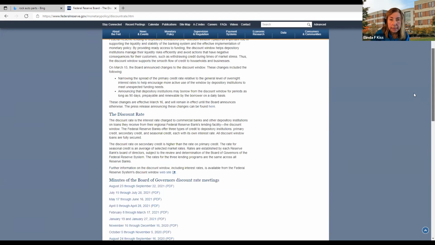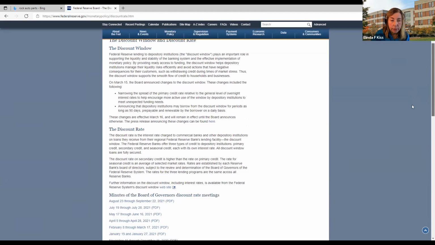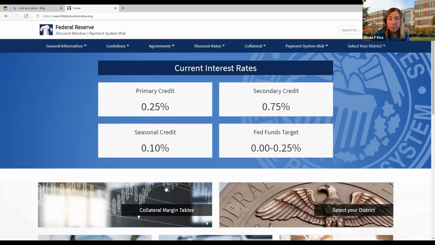Now, if you want to see the different rates here, we can go to the website for the discount window, and you can see that for primary credit, the rate is 0.25%, which is above the interest rate that the Fed is paying on reserves. Seasonal credit lends primarily to agricultural banks, and that's a tenth of a percent. So the primary credit is 0.25%, the secondary credit is 0.75%, and the Fed funds rate is 0.25%.